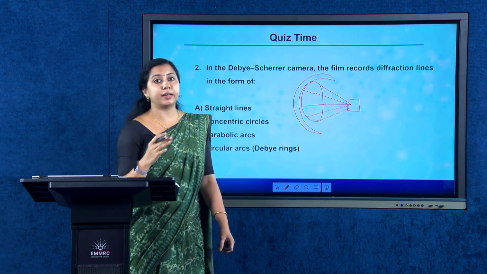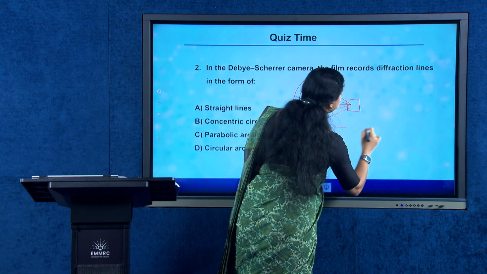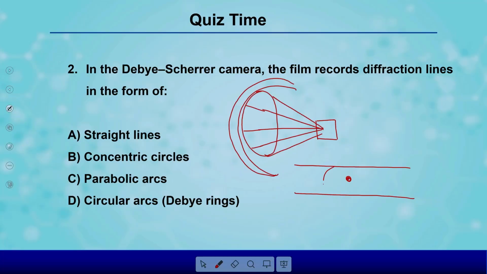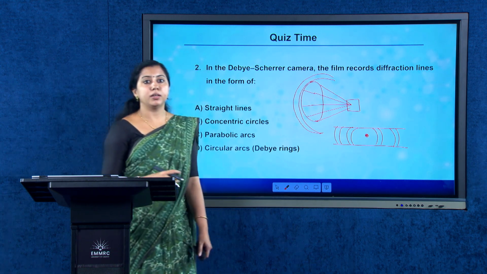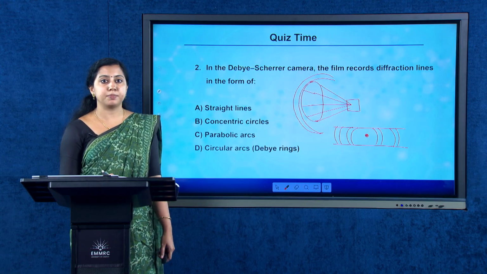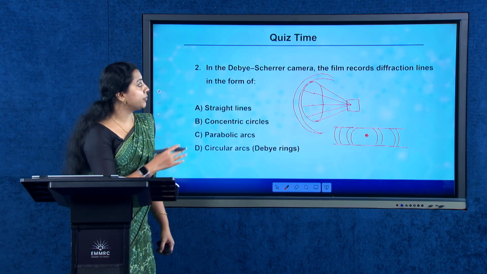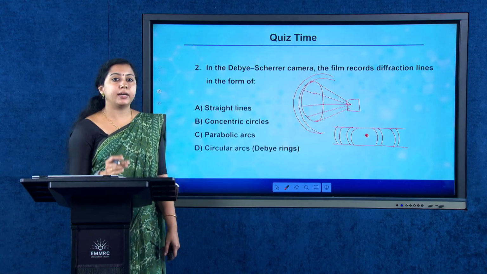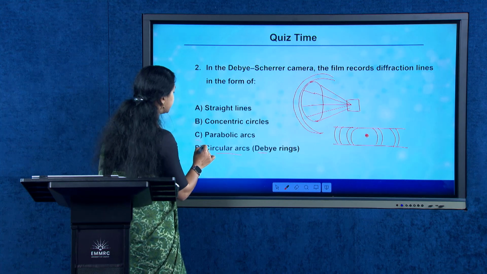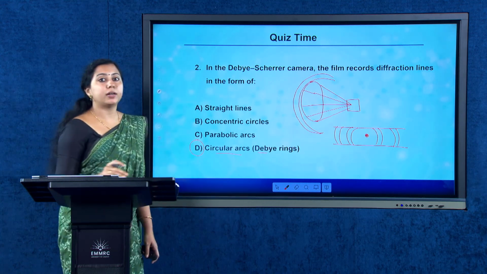So, when this cylindrical film is uncoiled, you can see a series of pairs of arcs situated on either side of the central X-ray spot. So, these are called circular arcs or also known as Debye rings. So, in this question, the film records diffraction lines in the form of circular arcs or Debye rings. So, the correct answer is option D, circular arcs or Debye rings.